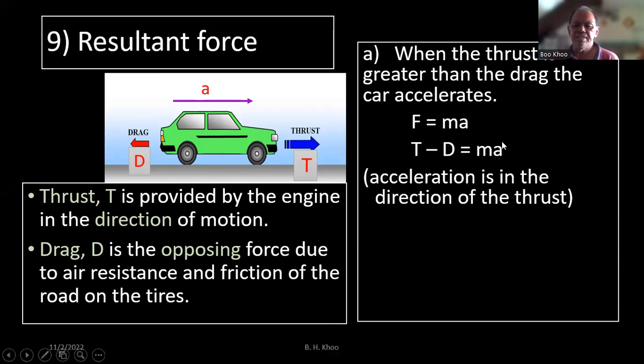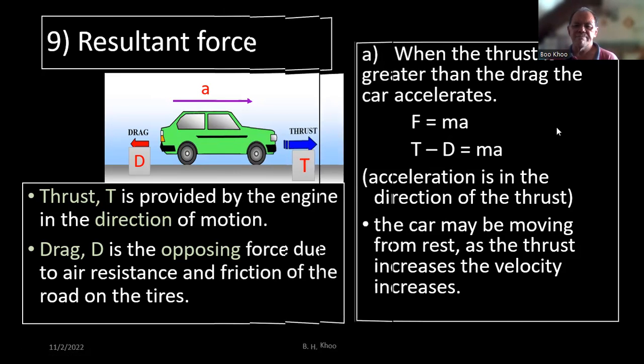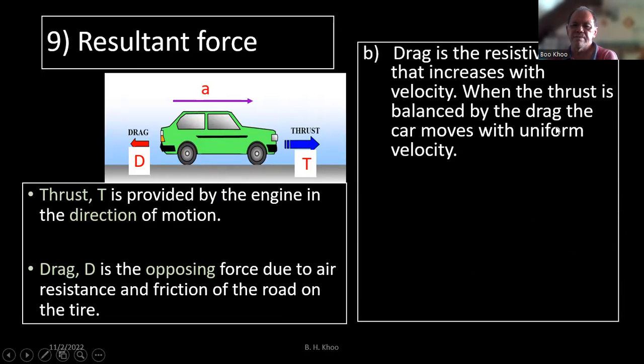So the acceleration is in the direction of the thrust. The car may be moving from rest. As the thrust increases, the velocity increases. Initially, it may not be moving, it may be at rest. Start the engine, it starts to accelerate. But when it starts to accelerate, the drag increases with velocity. Drag is the resistive force that increases with velocity. As velocity increases, this will increase.